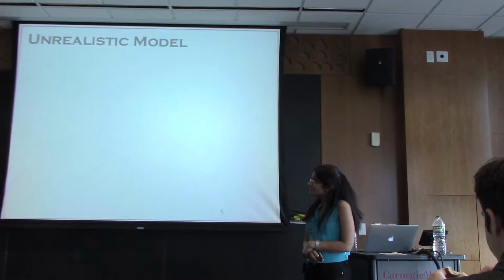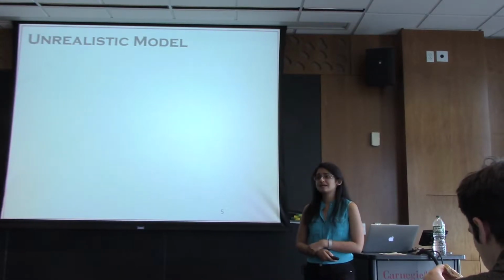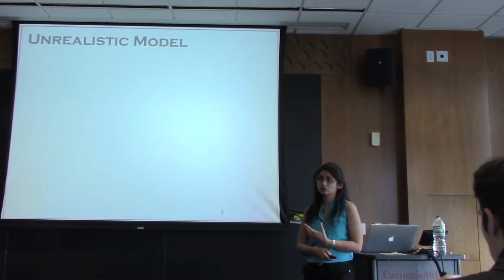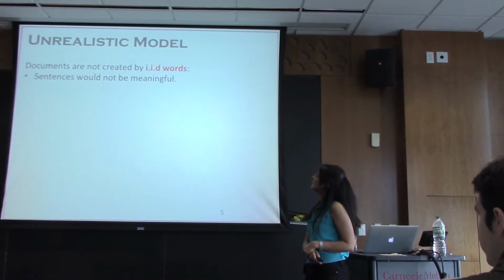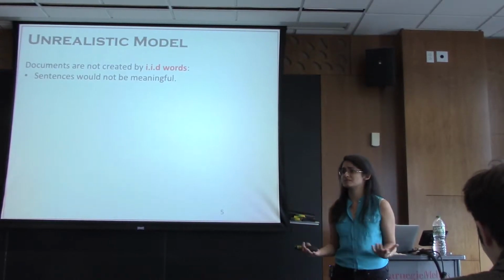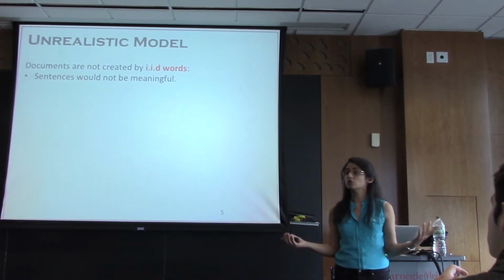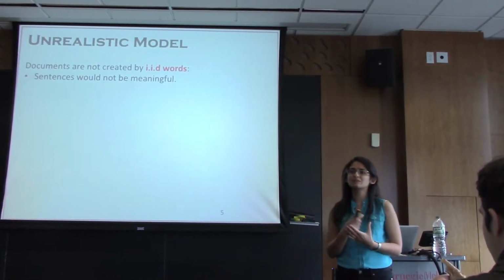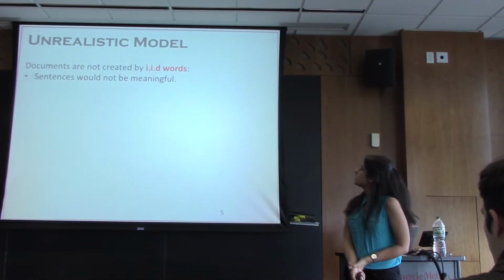So the main problem with this model was that it assumed that the words were drawn i.i.d. from some distribution to create a document. This is not quite right. Like, if I were to draw words at random, I couldn't even form a sentence properly, let alone a whole document. So by far, everyone agrees that this is the main problem with this model.